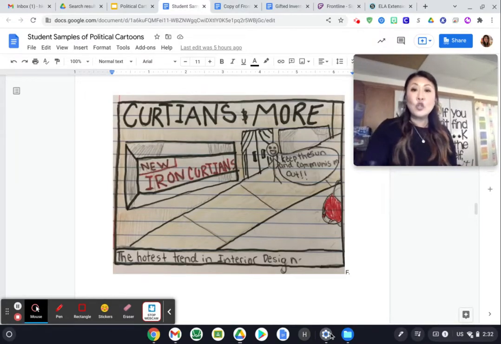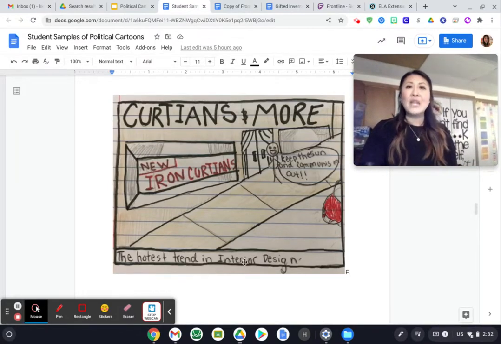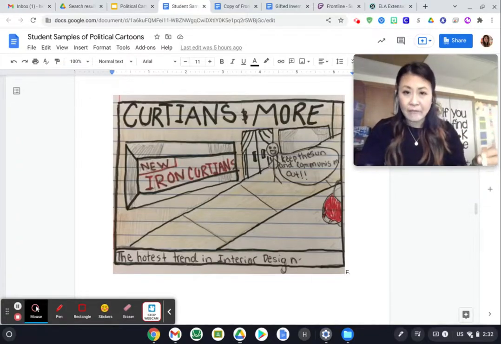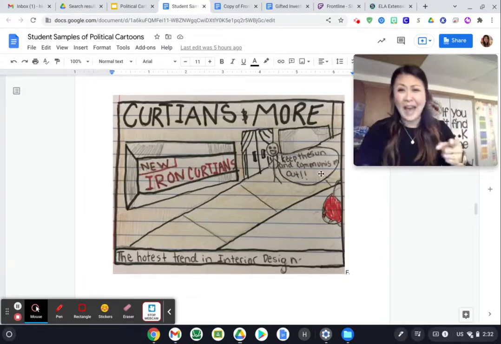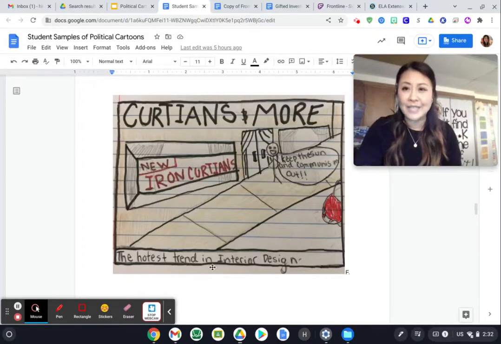This one is a student-made political cartoon, and it really is about communism. So here they're saying keep communism out. And again, it's dark humor. It's being funny about a serious situation, curtains and more, new iron curtains, keep the sun and communism out. I think that's hilarious. And the hottest trend in interior design.